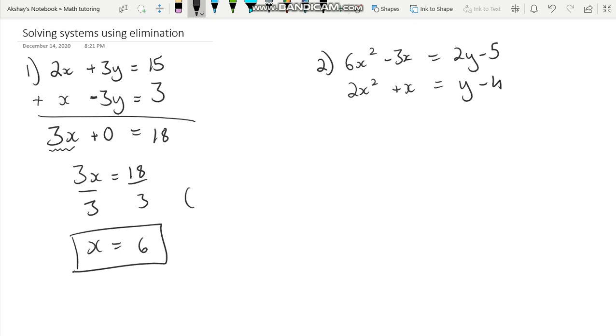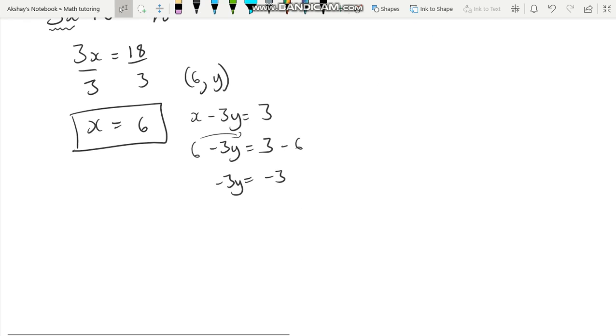Now I have to find my y variable as well. To do so, I can substitute x is equal to 6 back into my function x minus 3y is equal to 3. x is equal to 6, so I have 6 minus 3y is equal to 3. Negative 3y is equal to, I bring my 6 to the other side, so I have 3 minus 6, I have negative 3. Now if I divide both sides by negative 3 to isolate my y, I have y is equal to negative 3 divided by negative 3, which is positive 1. So the coordinate of my intersection point is 6 and 1.